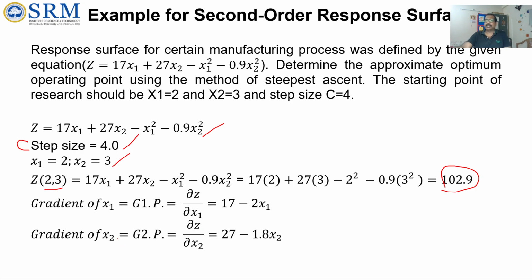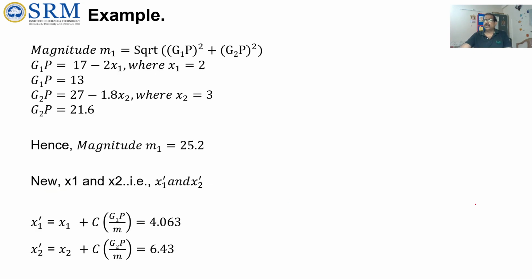So I need to calculate the new coordinates; instead of 2 comma 3 we need to find the new coordinate for x1 and x2. What is the equation for calculating the new coordinate x1 and x2? x1 plus step size into gp1 divided by m. So here m is the magnitude value. Step size is given, x1 also we know, similarly x2 we know, step size we know, m we need to calculate and gp2 we need to calculate.